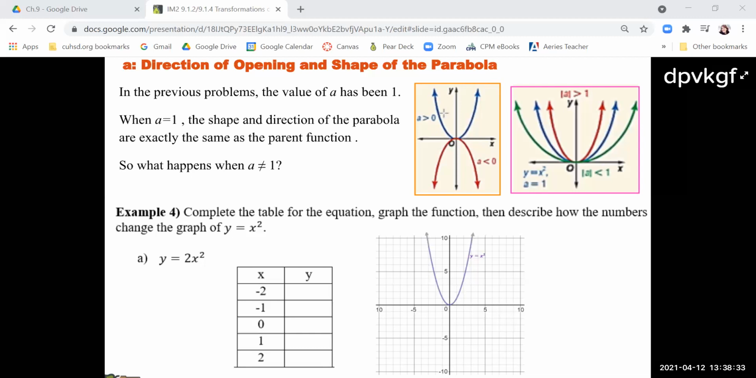So in this example now, it says complete the table for the equation, graph the function, and describe how the numbers change the graph of y equals x squared, our parent function. So take a look. What we have here is an a value of 2. And based on what I just explained, an a value of 2 would make this graph steeper. So what we're going to do is look at how the numbers come out and how much steeper it will be. So let's substitute in our x values and get our y's that go with it.